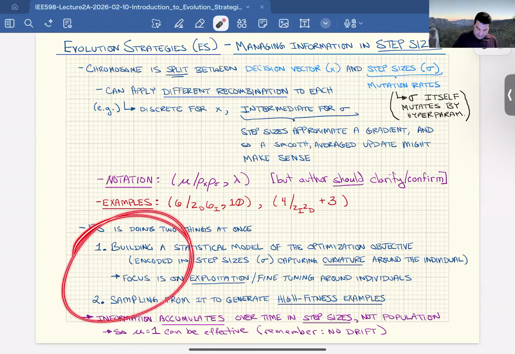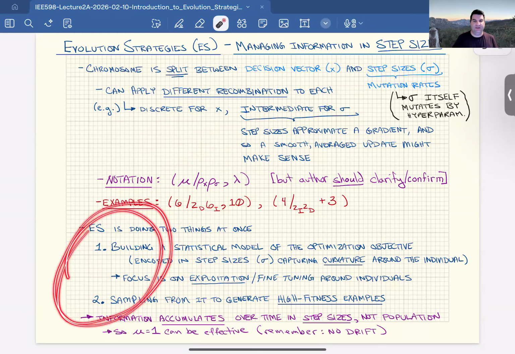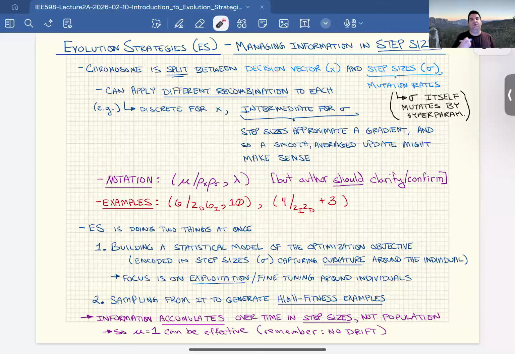These ideas, this is what motivated the production of this ES at first. Is how do we make more efficient, fine-tuned search? So it's a very different focus than the GA. Now, over time, people figured out other ways to do this that started looking a bit more Bayesian. It almost looked like they had priors and posteriors that were being updated.